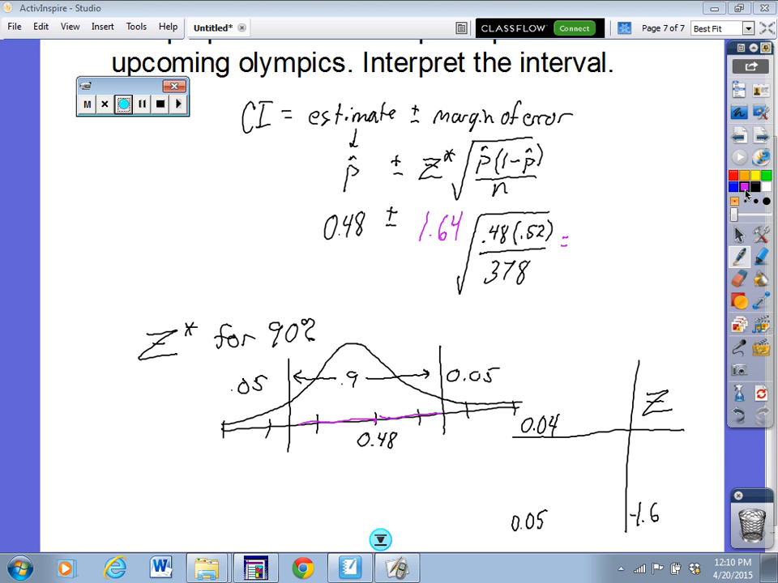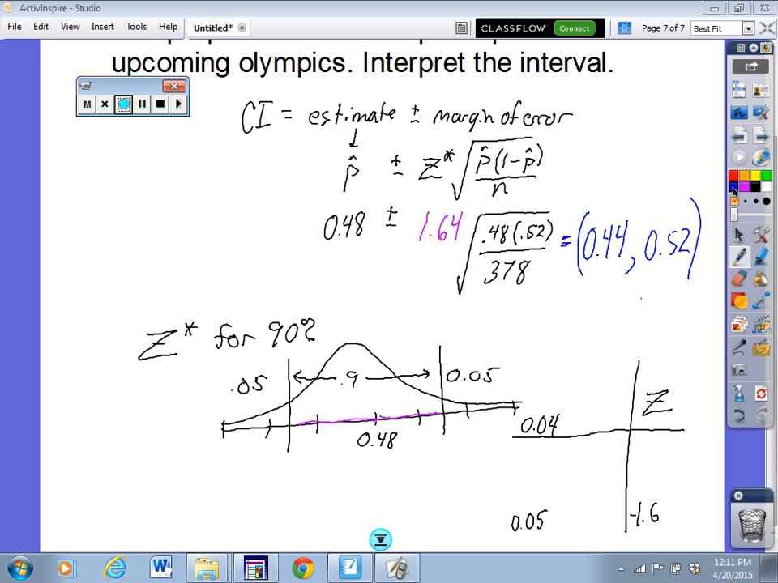And remember, please write this out with, I'll do this in blue, with interval notation. This is 0.44, rounding up. And then if I do the other side of the interval, if I put a plus there, I get 0.52. 0.48 should be in the middle of the interval. Your margin of error is about 4% on either side. So we're 90% confident that the proportion of women participating in that Olympics was between 44 and 52%.